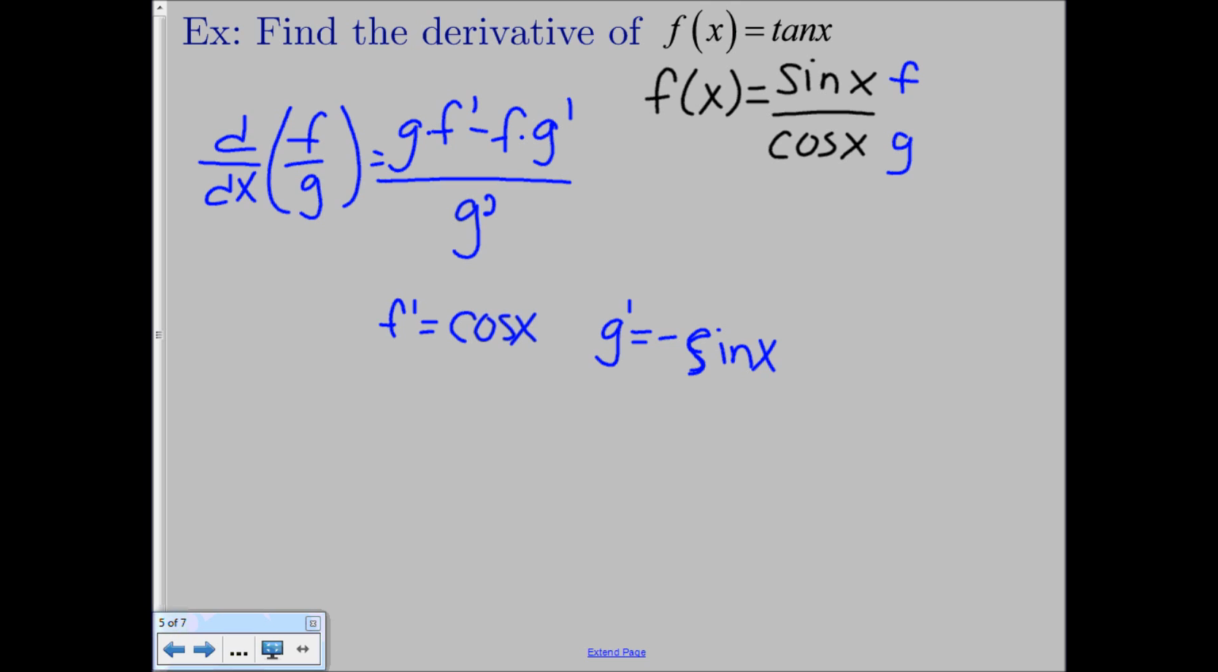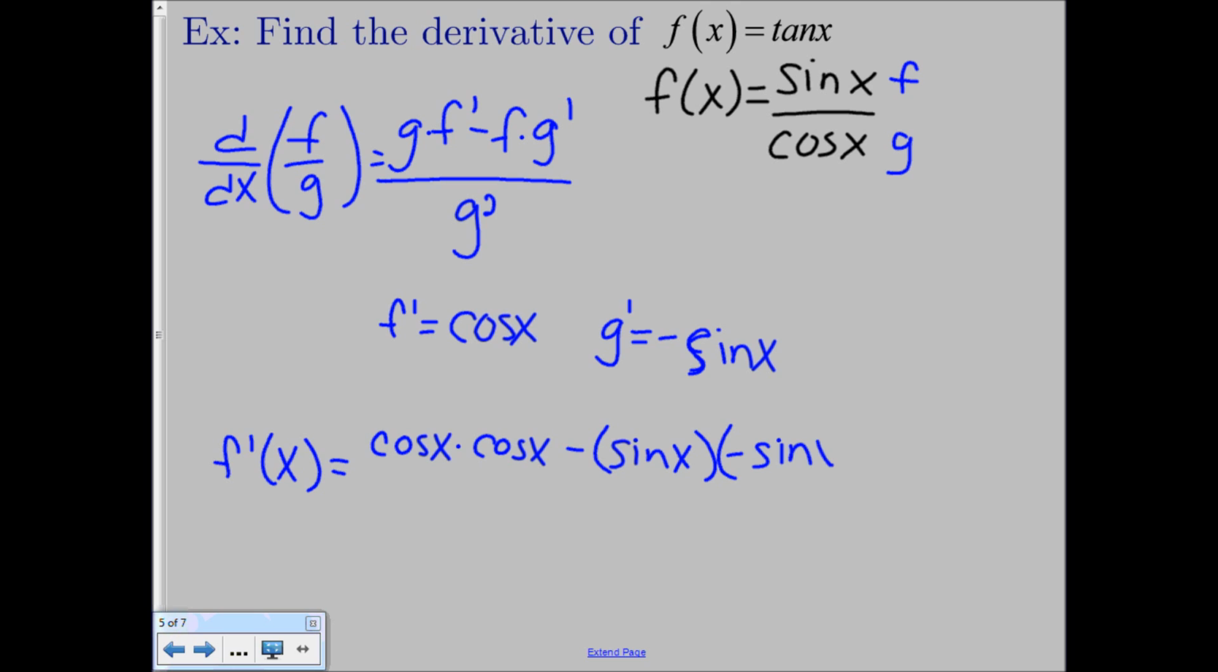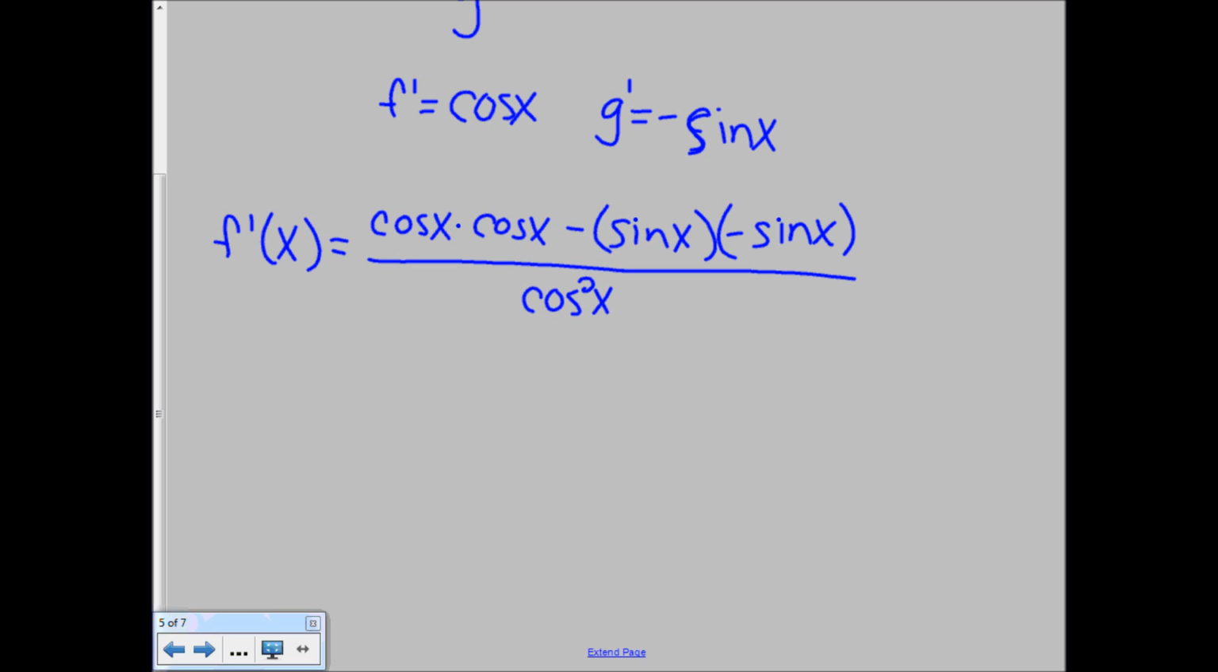Okay, so now we're ready to plug into our quotient rule formula and find what the derivative of the tangent of x is. So f prime of x is going to be equal to g times f prime. So g was cosine of x times f prime, which is also cosine of x, minus f, which was sine of x, times g prime, which was negative sine of x, all over g squared. So we're going to get cosine squared in the bottom.